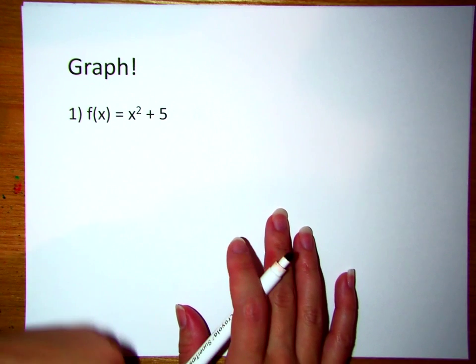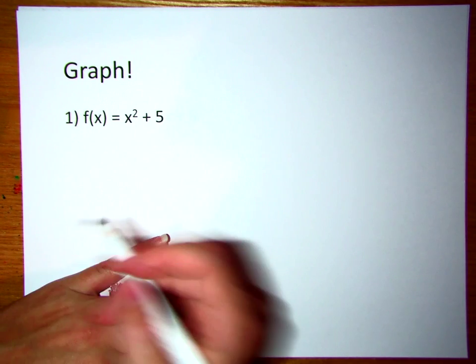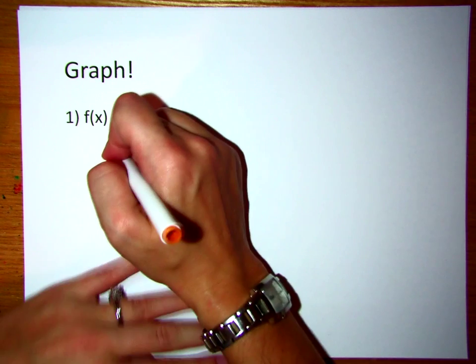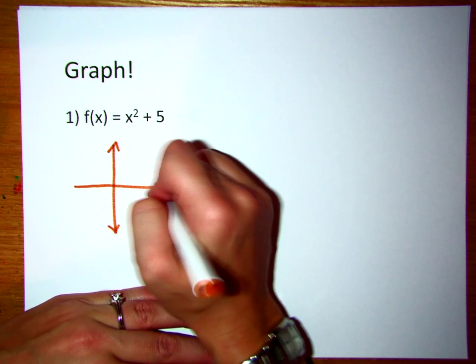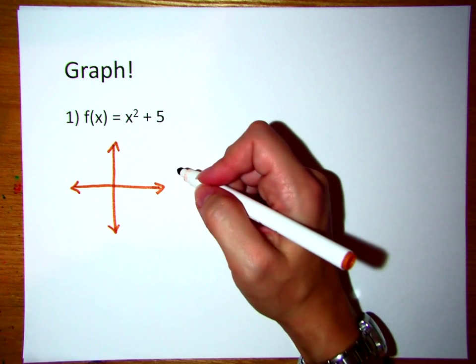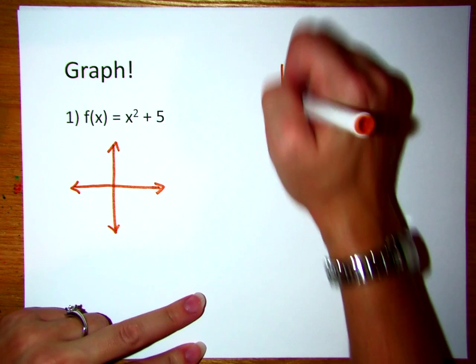So in this example here, I'm going to show you multiple ways to graph these. This particular one we're just going to do with a table. This is actually in what we call vertex form, which we're going to learn about in a couple days. But the idea is that you're going to be graphing it somewhere here on the x and y axis. So let's start with a table.